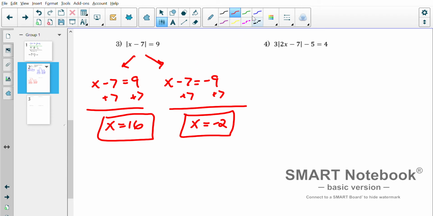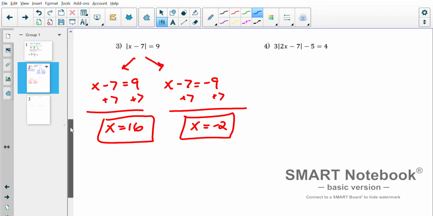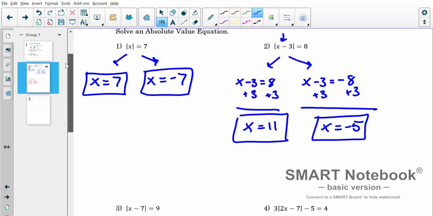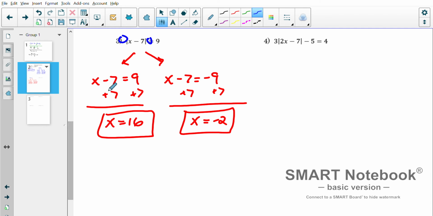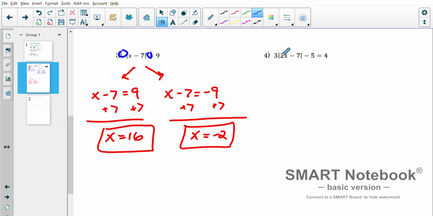Now, let's take a look at number 4, because number 4 is going to get a little bit more complex. It's nothing new. You guys have done all this before. It just looks a little different to start. So you'll notice in examples 1, 2, and 3, all of these had nothing going on outside of your absolute value symbols. It was just we started with absolute value, we split it up, and we solved. We can't split it up to find the distance in both directions until we get rid of everything on the outside of the absolute value symbols.